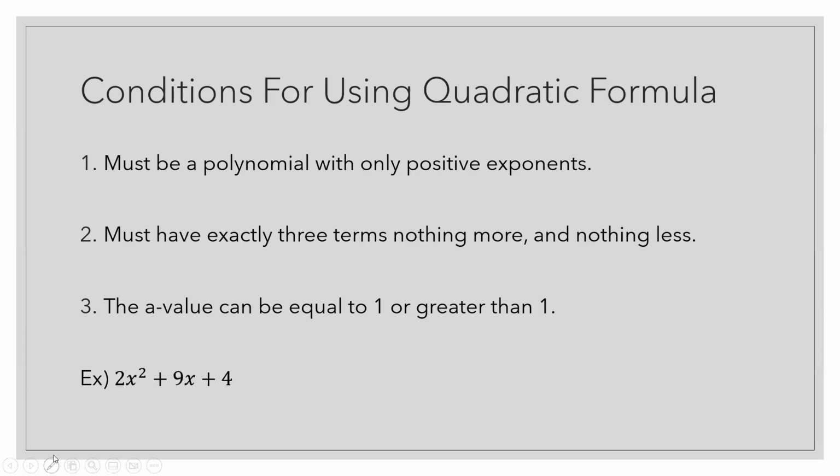Conditions for using the quadratic formula. Condition 1: it must be a polynomial with only positive exponents. Condition 2: it must have exactly 3 terms, nothing more, nothing less. Condition 3: the a value must be equal to 1 or greater than 1. An example would be like 2x squared plus 9x plus 4.